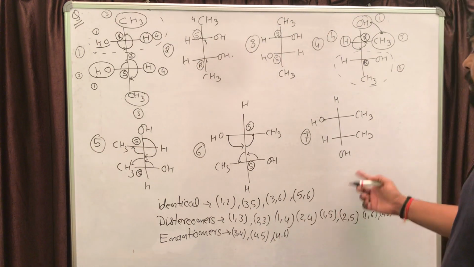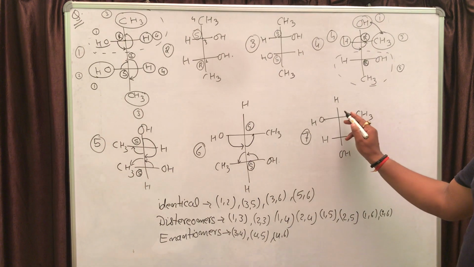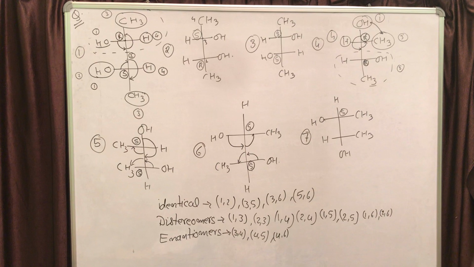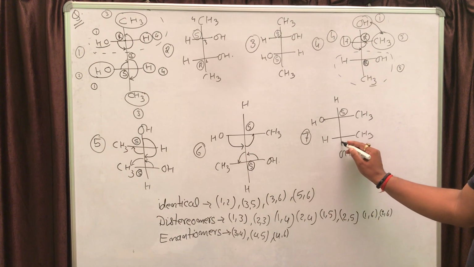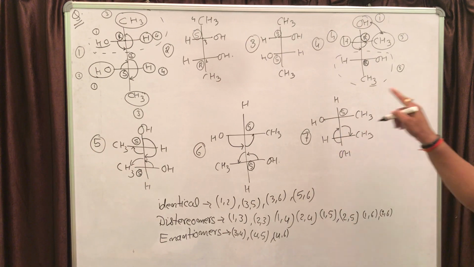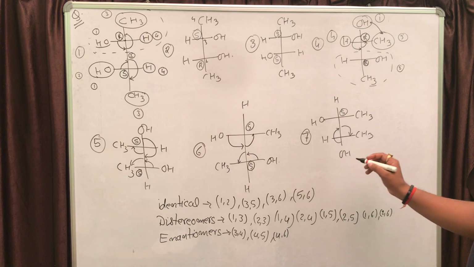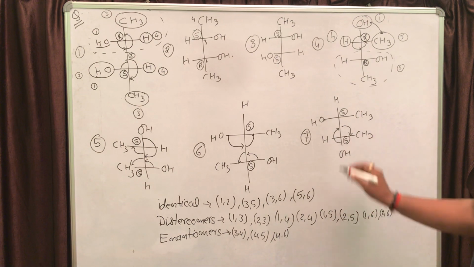The last one is the 7th one. Find the configuration. It is S configuration for the first chiral carbon. And for the second one, OH is the first priority, then move to the second priority, then the third priority. You are moving in a clockwise direction, and the lowest priority is on the horizontal line. It is S, it is also S.